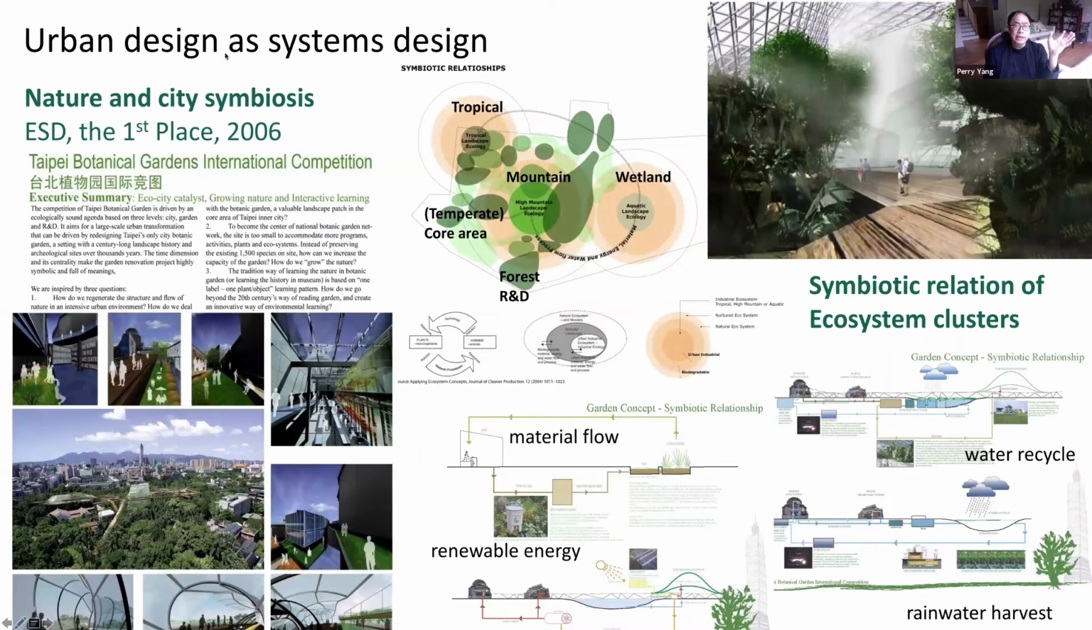And in the other example, we see urban design as a system design. For instance, I did this Taipei Botanic Garden in 2006, and you can see that the Botanic Garden was redesigned, and there are some public spaces. And there was a concept called nature and city symbiosis, trying to bring nature into the city. And we designed the garden as an ecosystem with mountain, wetland, tropical forest, different local ecosystems to be symbiotic through energy, material, and water recycling flow. So that's a system design. Sometimes we apply it to urban design.